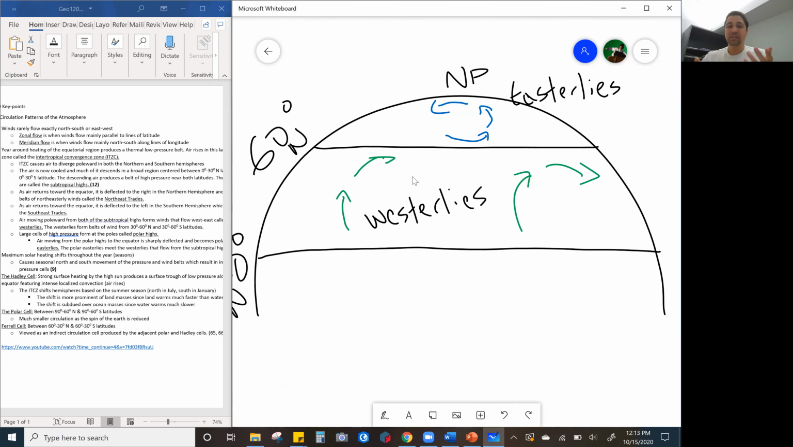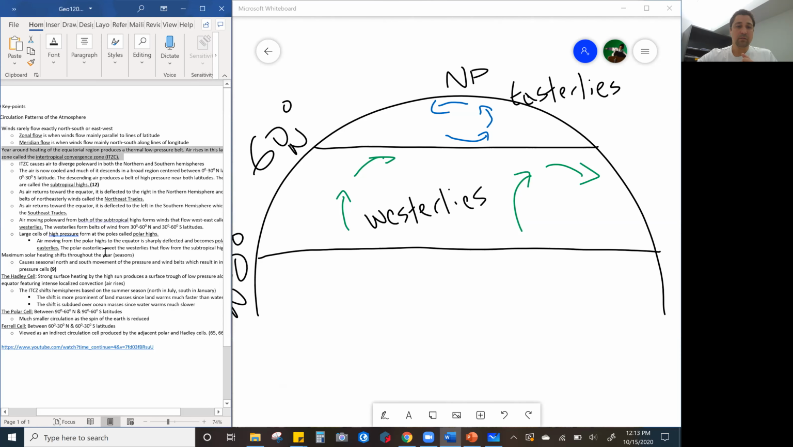Yeah, and then at 60, what ends up happening is the large cells of high pressure formed at the poles. These are called polar highs, okay? And so the large cells of high pressure, the air moving from the polar highs to the equator is sharply deflected and called easterlies. Yeah, called easterlies.